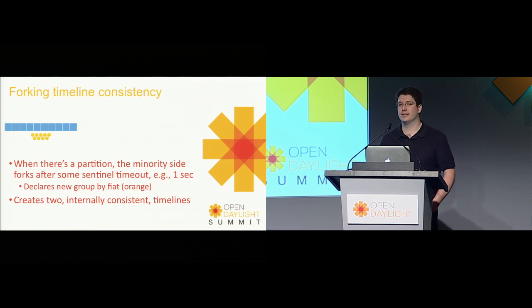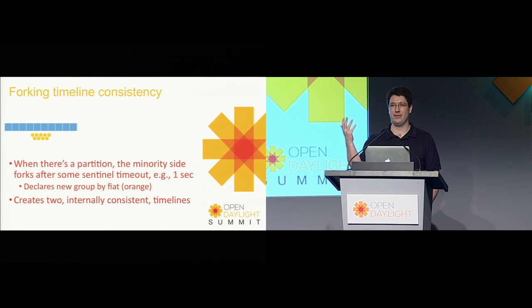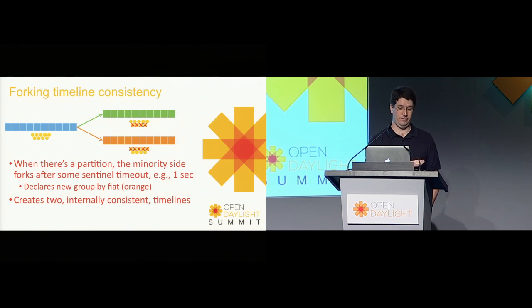So forking timeline consistency, and this is my term. I don't know if there's a formal term for this or not. If there is, somebody tell me after the talk. But basically the idea is when there is a partition, the minority side forks after some sentinel timeout, say a second, and declares a new group by fiat. In this case I'm going to call it orange. So you can see that the top side, as far as it's concerned, the bottom 4 nodes are dead. The bottom side, as far as it's concerned, the top 5 nodes are dead. The top side is going to be just fine. It has a majority. It keeps on chugging along. I could have colored that blue; I colored it green just to be able to refer to different things.